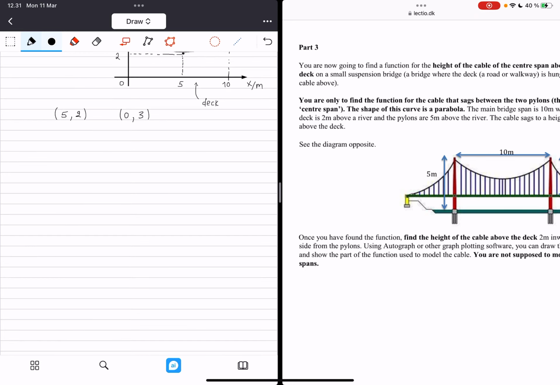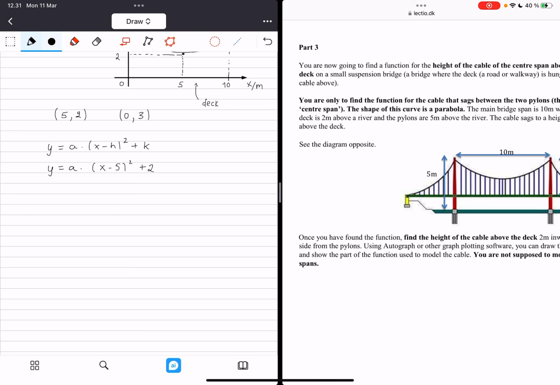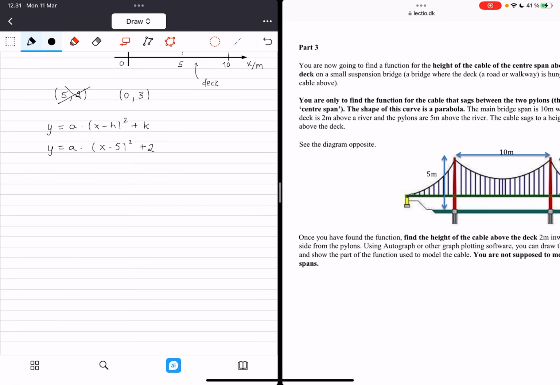What does that mean? Well, you start again. y is a times x minus h squared plus k. Nice and easy. a times x minus 5 squared plus 2. We made use of this piece of information. Now let's go to the next one. When x is 0, y is 3.